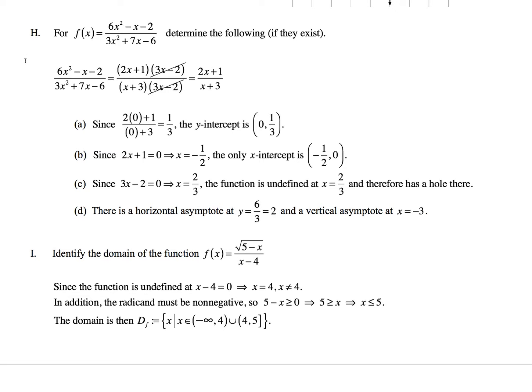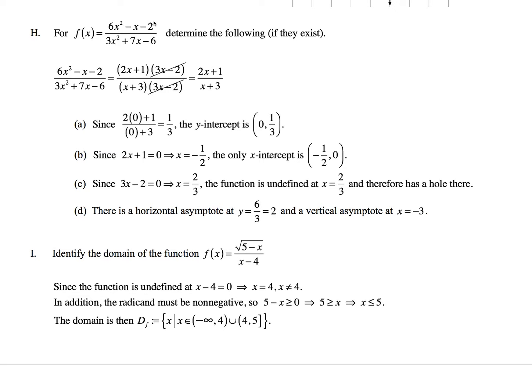Question H asks us to identify some characteristics of a rational function. We are asked to determine the y-intercept, any x-intercepts, and any holes in part C, which is something I did not talk about in class, but which I will talk about here, and again in the in-class review on Tuesday. And also we are asked to identify asymptotes: vertical, horizontal, oblique, as may be the case.